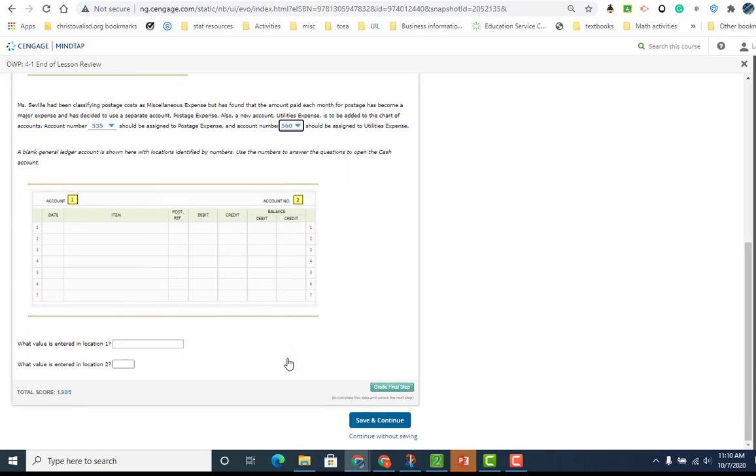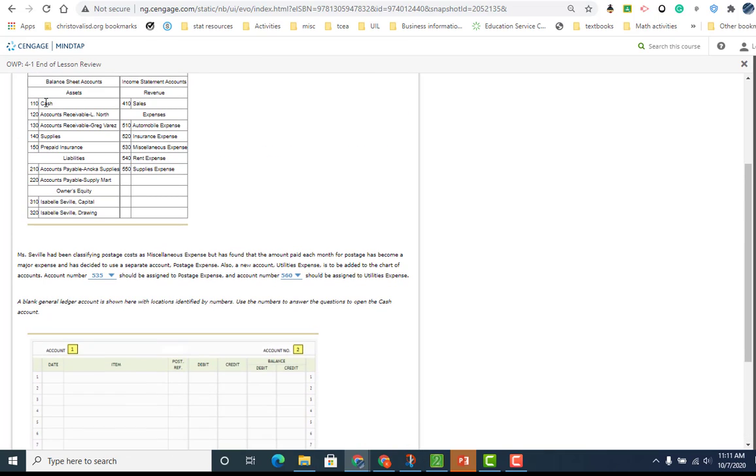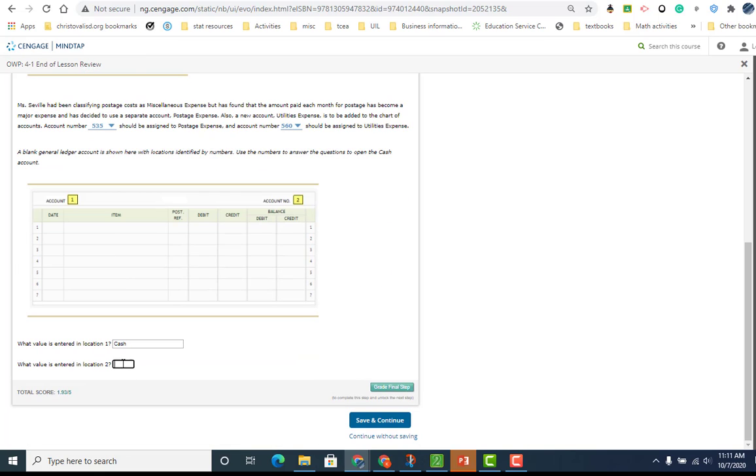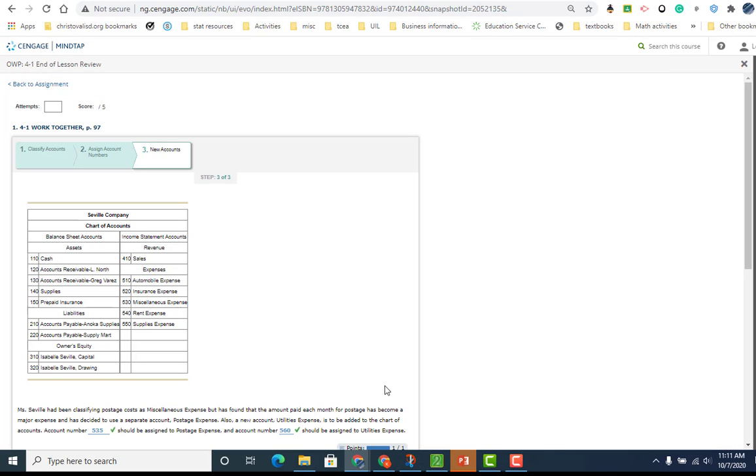Now in a blank ledger, at those identified numbers, we're going to open a cash account ledger. So what is entered on number 1? That's the account name, cash. And location 2 is the account number, so we go up here, and cash has 110 as its number. So 110. And y'all will do one very similar to this on your own, and don't forget to do your application.